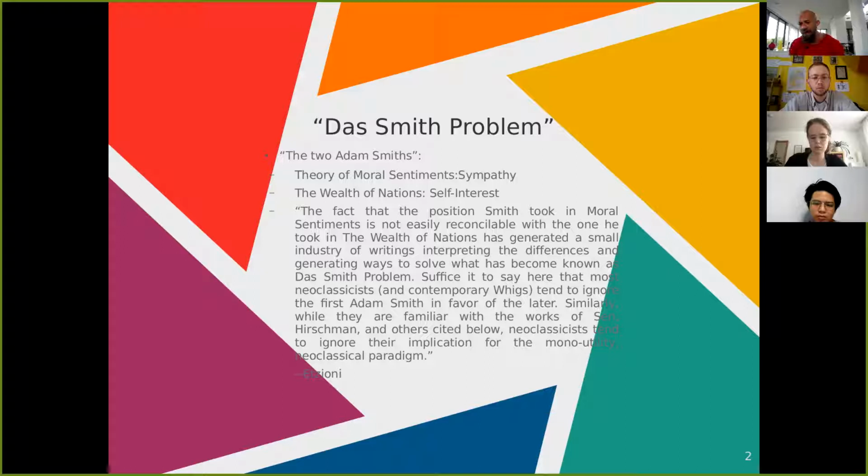What does he mean by monoutility? I was discussing his appeal for a co-determination theory, so he's saying this notion of utility as being the only thing that drives behavior. And neoclassicists ignore other aspects of theories by people like Adam Smith, whom they cite.